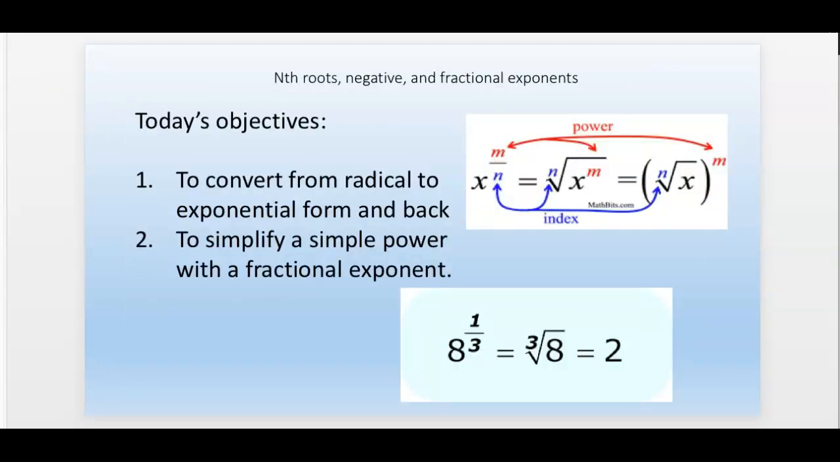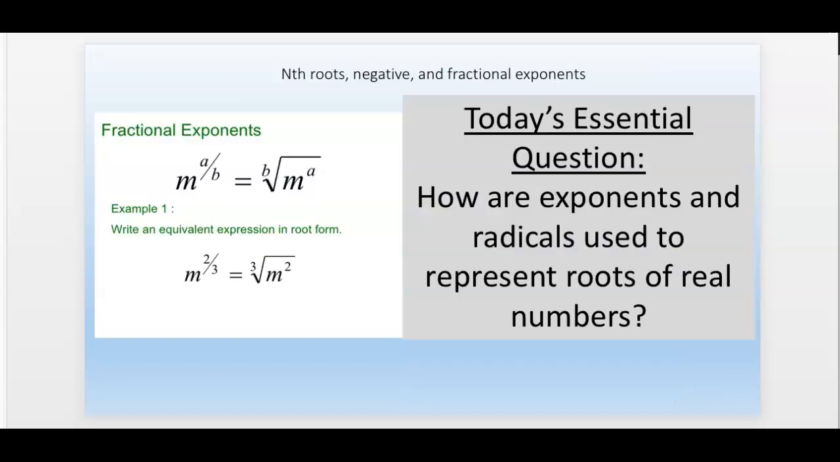In today's objective, we're going to convert from radical to exponential form back and forth. Also to simplify a simple power with a fractional exponent. You can put that in the calculator. Today's essential question, you'll need this for the homework check: How are exponents and radicals used to represent roots of real numbers?